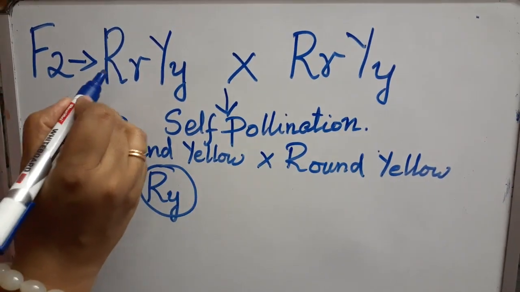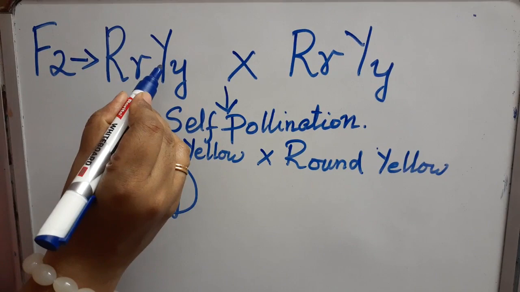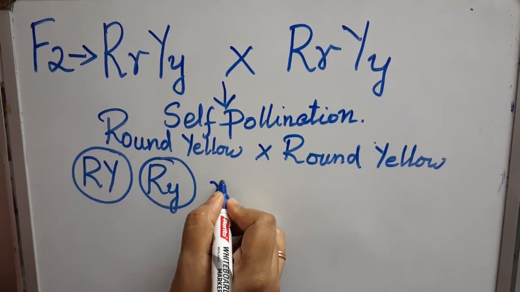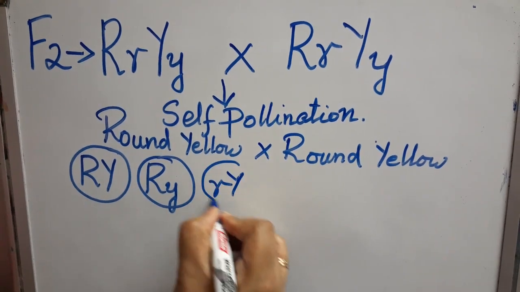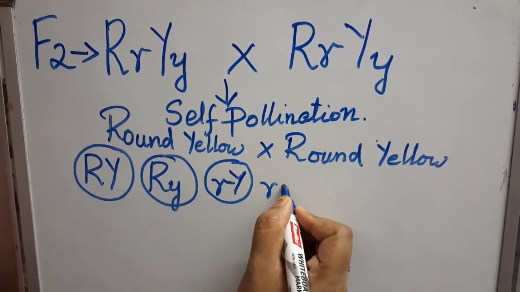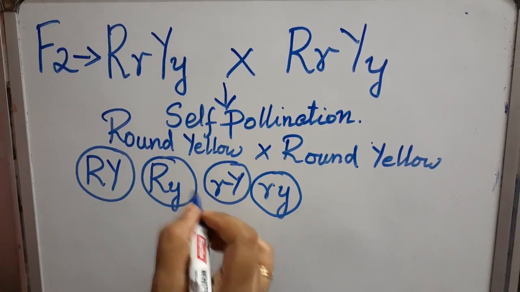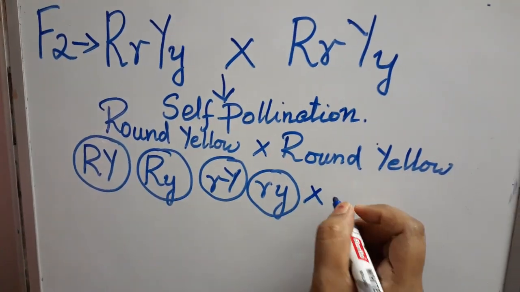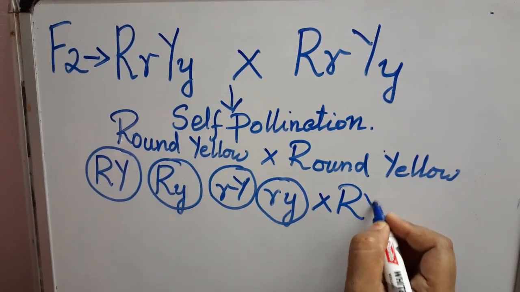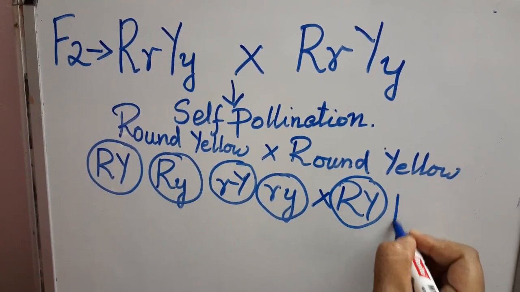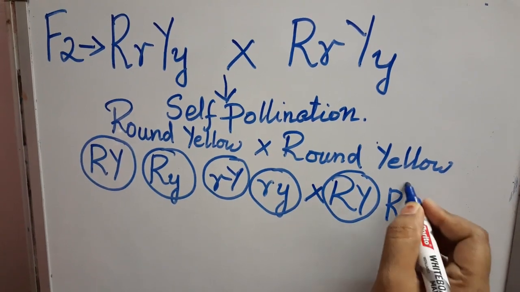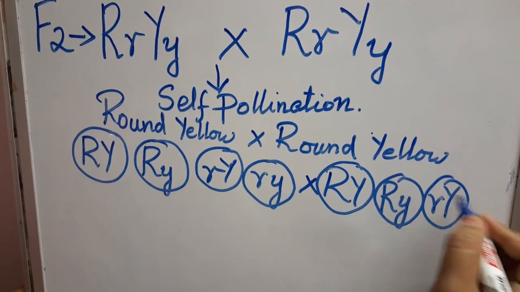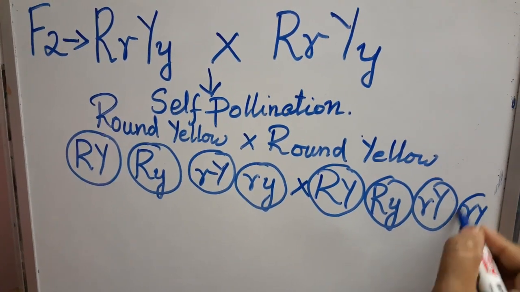Okay, first is capital R, capital Y, then capital R, small y, then small r, capital Y, small r, small y. So it is self-pollinating with the same gametes like the next plant: capital R, capital Y, capital R, small y, small r, capital Y, and small r, small y.